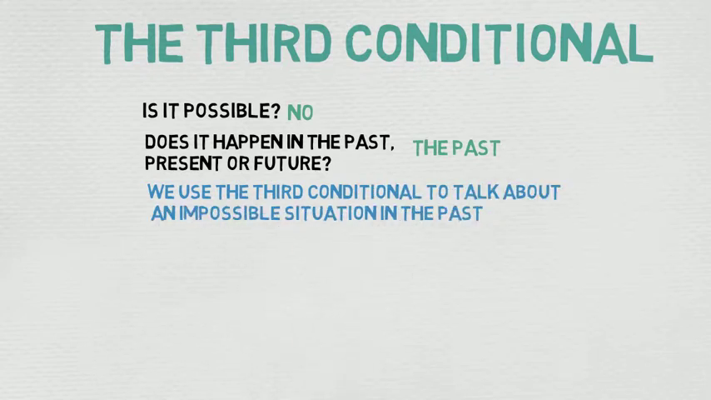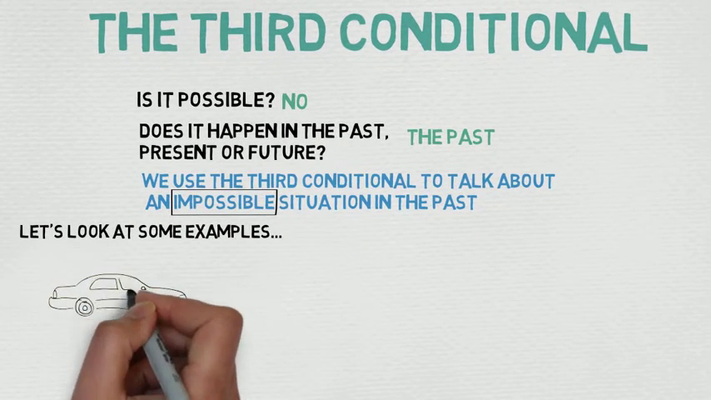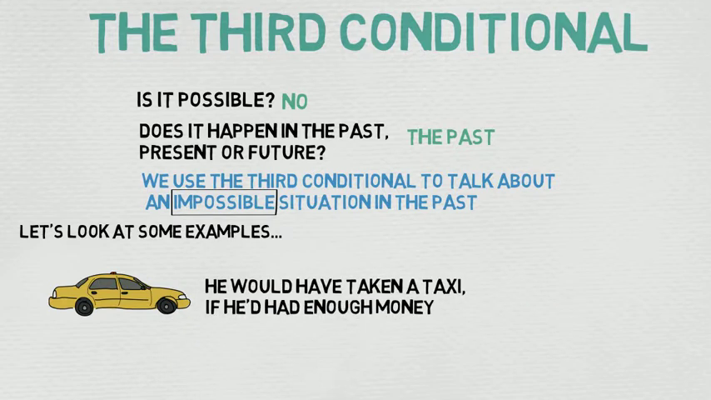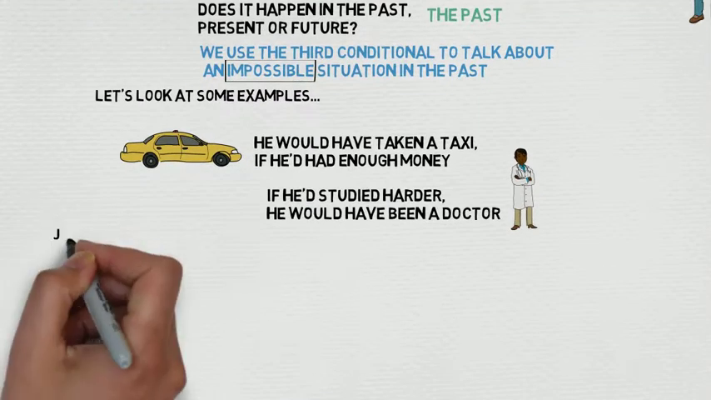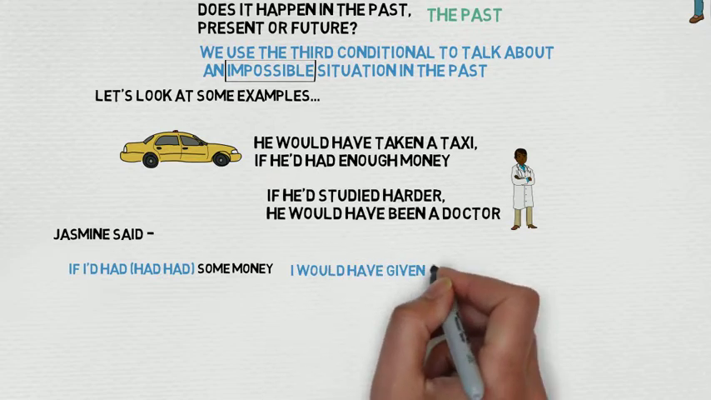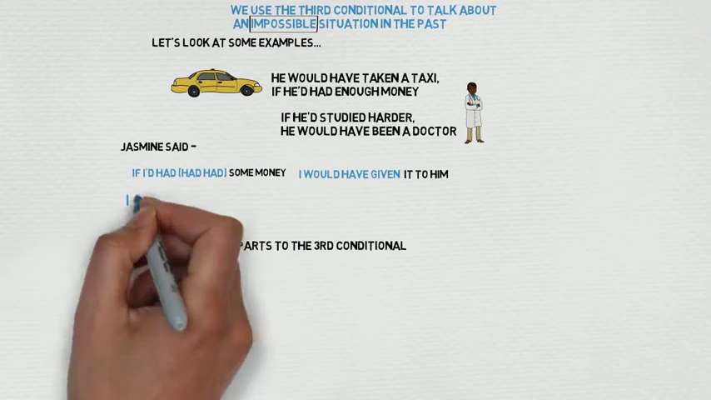So we use the third conditional to talk about an impossible situation in the past. Let's look at some examples. There's a taxi. He would have taken a taxi if he'd had enough money. If he'd studied harder, he would have been a doctor. So Jasmine said, if I had some money, I would have given it to him. That's impossible in the past.